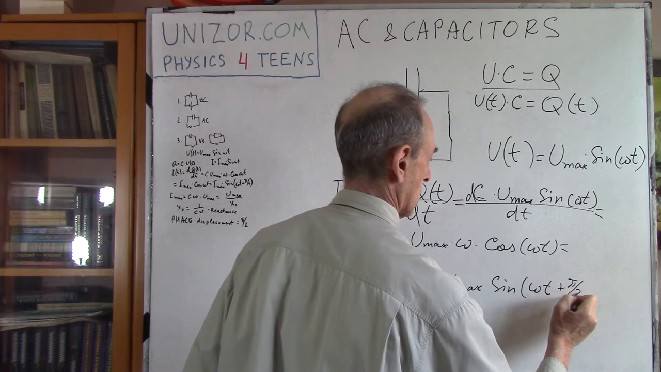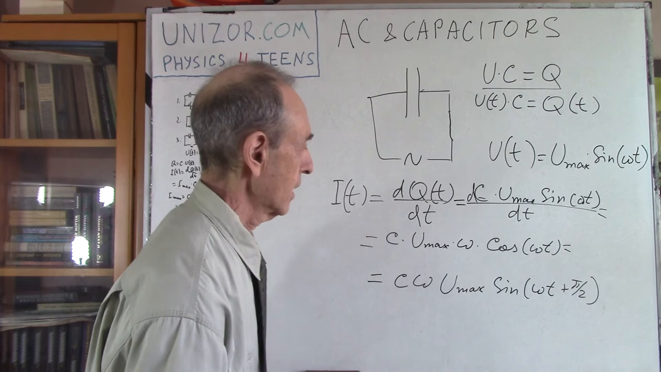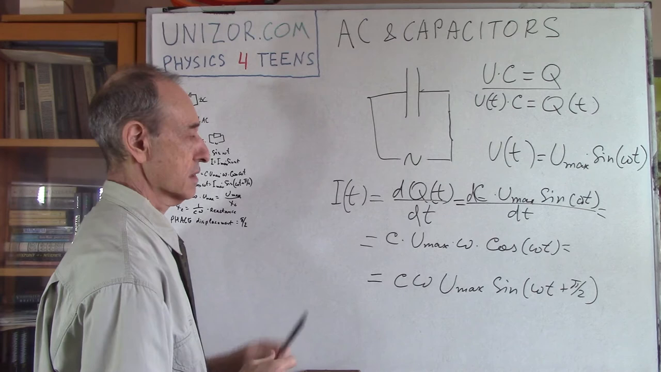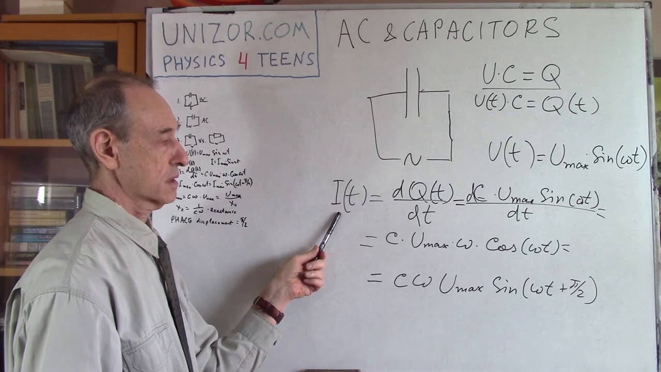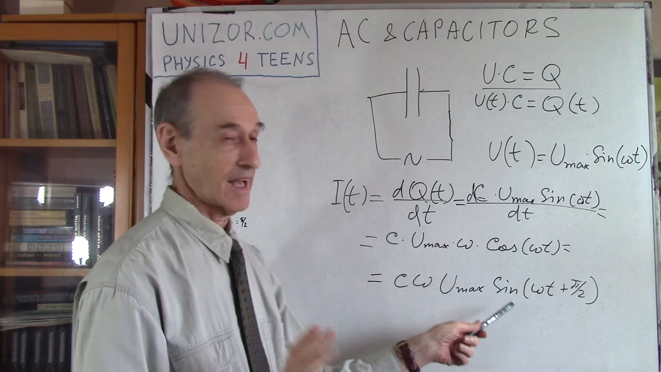I hope you didn't forget your trigonometry. This is replaced with this. These are identities. So what's the most important difference here between this and in case of direct current? In the case of direct current, my current is proportional, in sync with my voltage. In case of alternating current, my current is not exactly in sync.